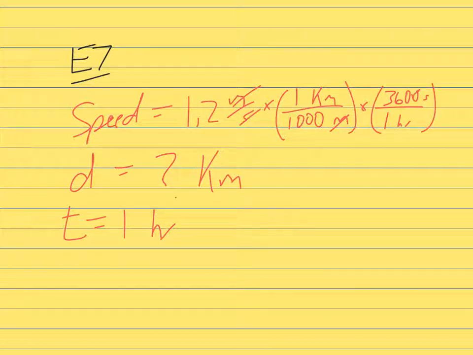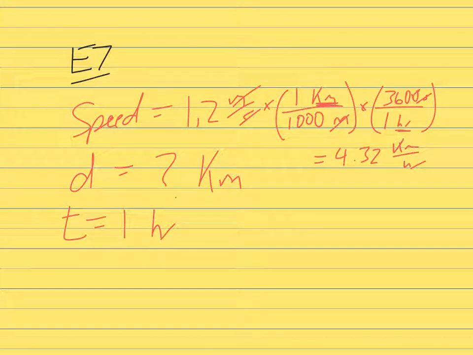The seconds go away, and what's left? Kilometers here and hours here. Great. So 1.2 multiplied by 1 multiplied by 3,600 divided by 1,000. So we end up with a speed of 4.32 kilometers per hour. Awesome.